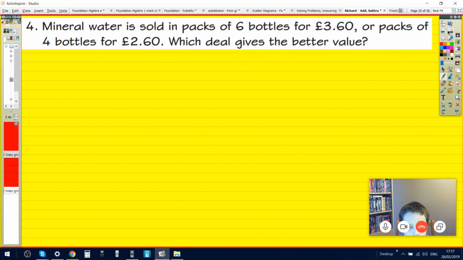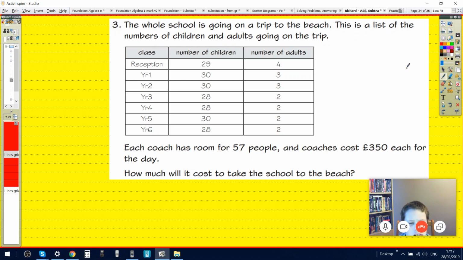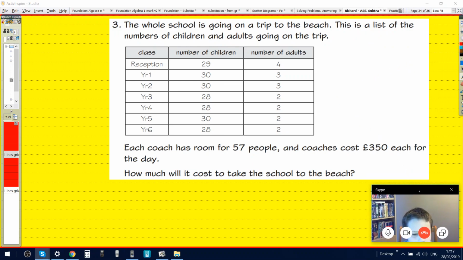Oh wow. Let's see this one. Okay, let's try this. The whole school is going on a trip to the beach. This is the list of the numbers of children and adults going on the trip. Each coach has room for 57 people, and coaches cost £350 each for the day. How much will it cost to take the school to the beach?